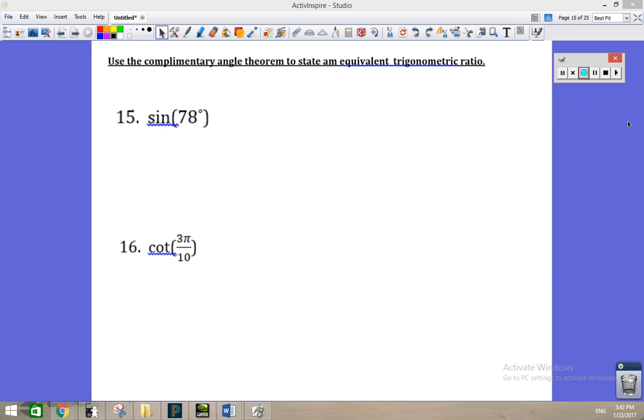Alright, so let's do some more problems on here. On these two, this is pretty straightforward. You have a complementary angle theorem that says the cofunctions of complementary angles are equal to each other. Sine and cosine are cofunctions, and 90 degrees minus 78 degrees is 12 degrees. 12 degrees and 78 degrees are complementary. Sine and cosine are cofunctions. That's all it wanted for 15.